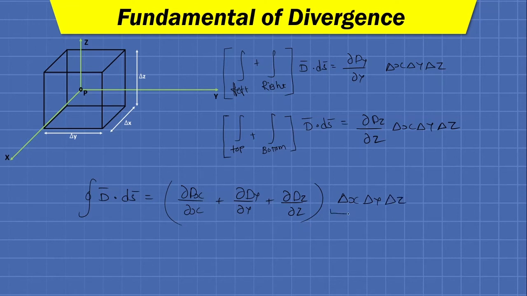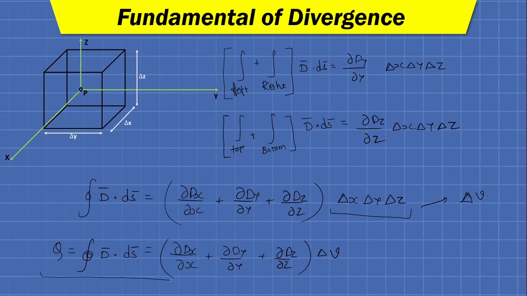And now this delta x, delta y, delta z is nothing but differential volume delta v. So we can say del dx by del x plus del dy by del y plus del dz by del z multiplied by differential volume. So q is nothing but closed surface integration of d bar dot ds bar. Fine. Now this finding is very important in order to define the divergence. Okay, this is how we can apply Gauss's law on differential volume element.